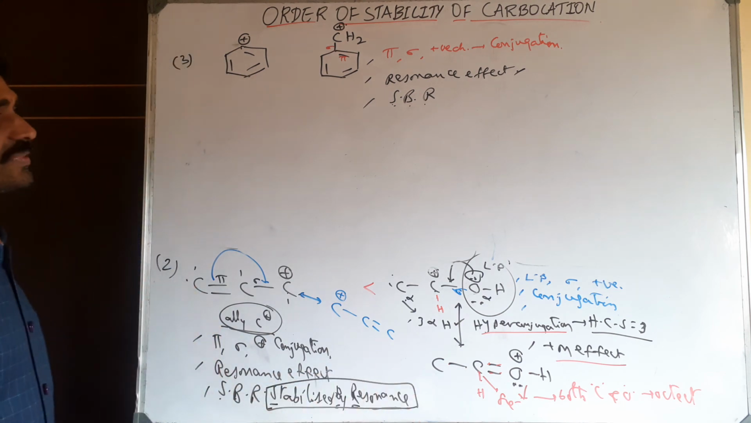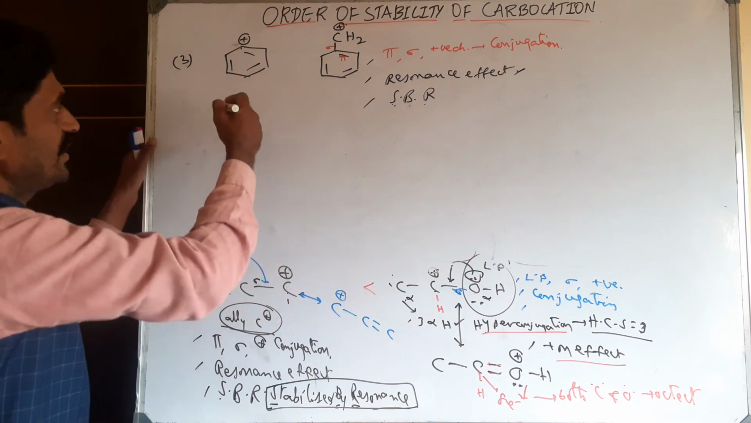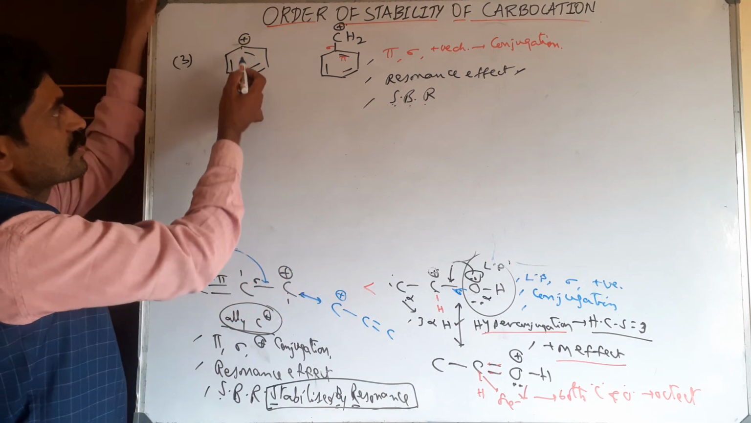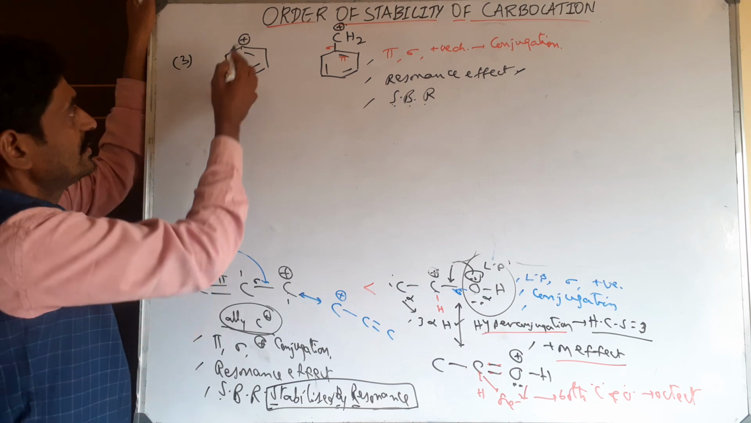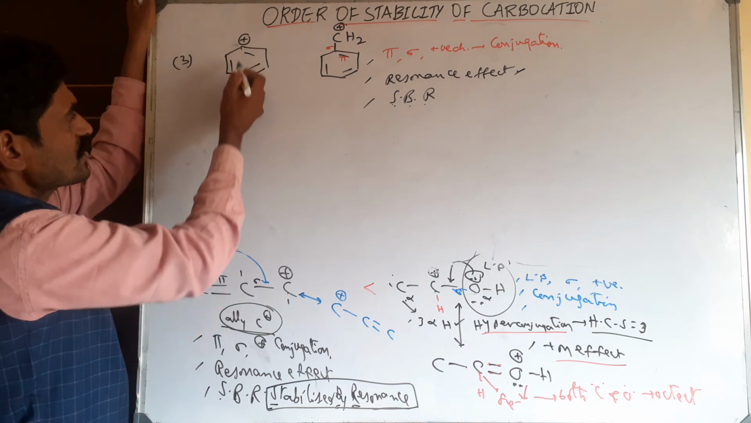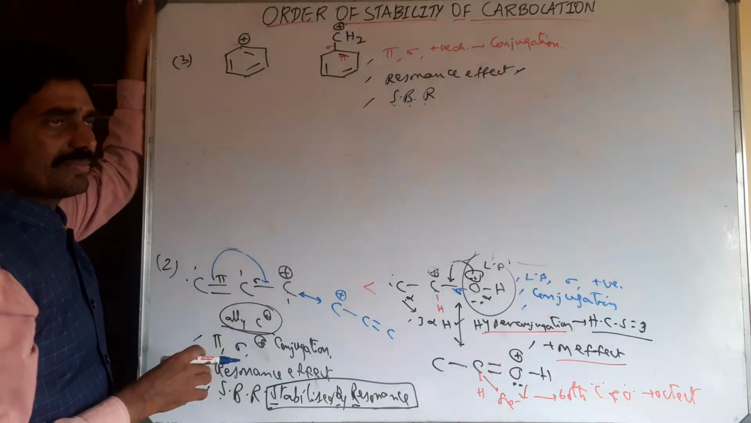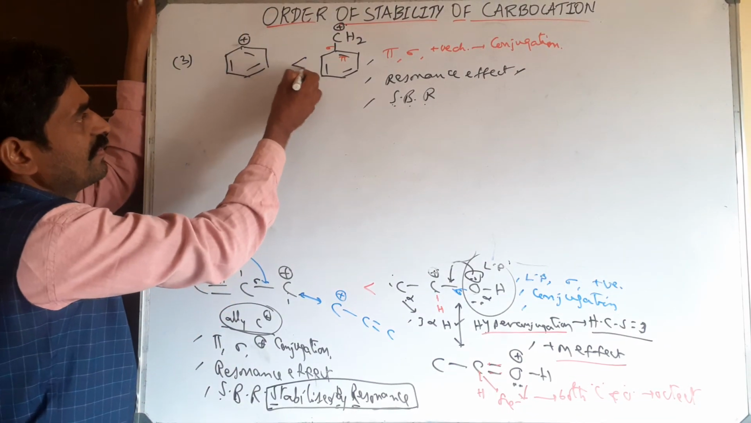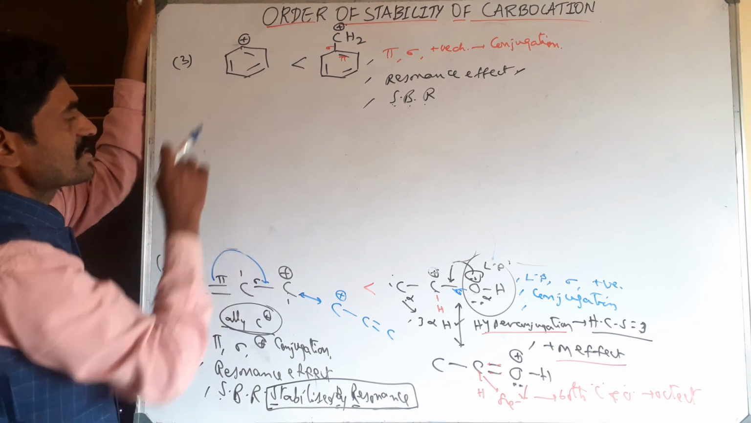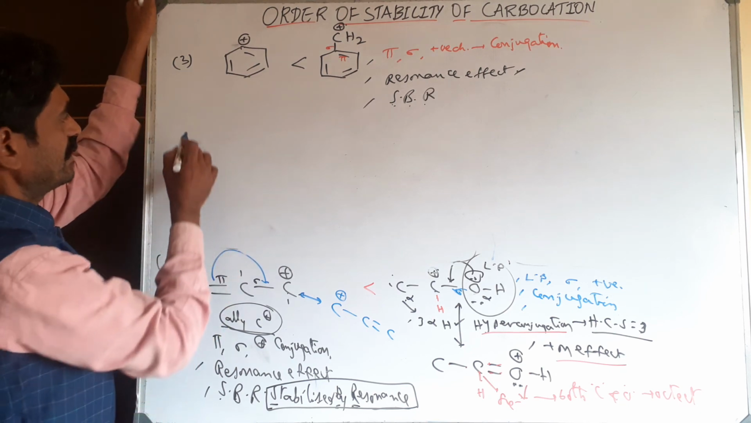And in the case of phenyl carbocation, it is not stabilized because there is no conjugation. Got it. That's why the stability of phenyl carbocation is very low, and benzyl carbocation is more stable. Got it. Next one.